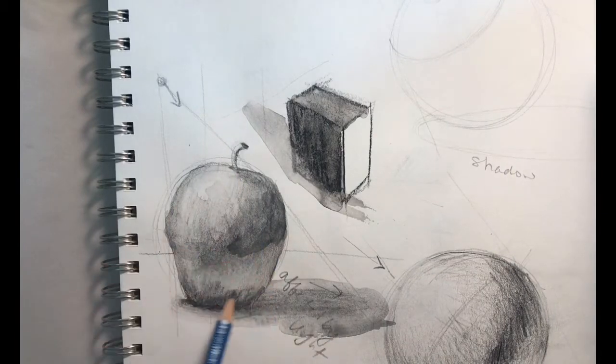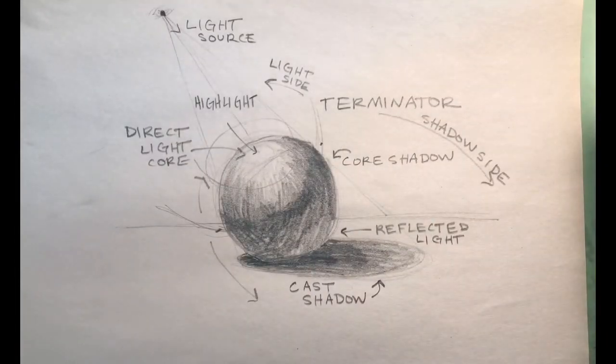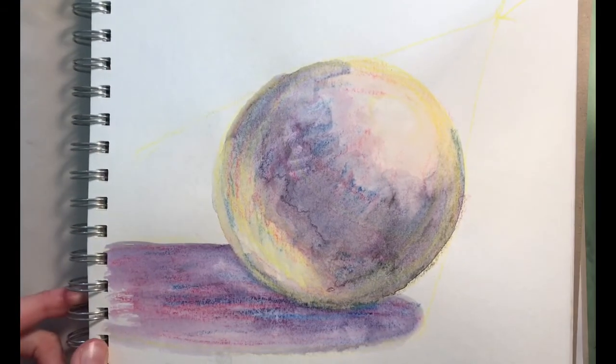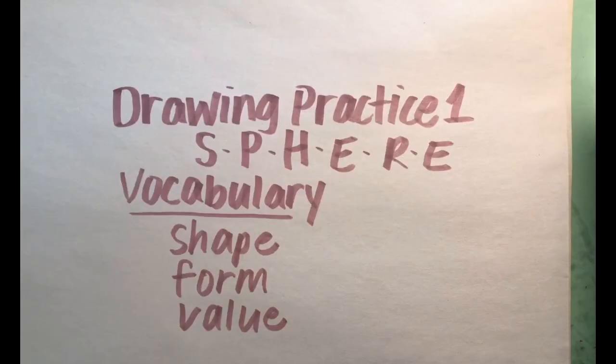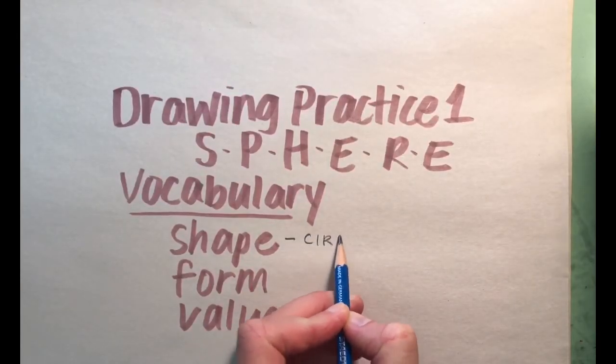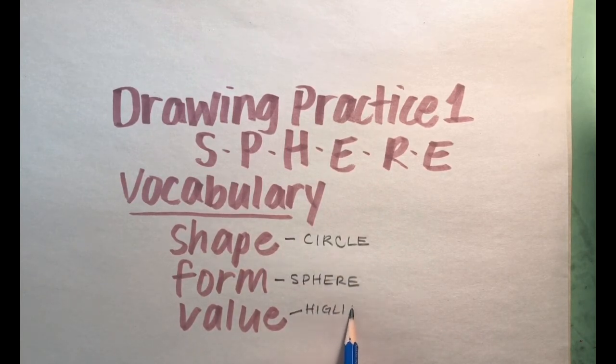So why would you want to practice drawing spheres? Well, you can turn them into all sorts of forms like that apple. You can also translate all of your practice with value into color. So let's review. The shape we used was a circle, that's flat, but we turned it into a three-dimensional sphere. And we used value all over the place to show the lightest value at the highlight and the darkest value at the core shadow.